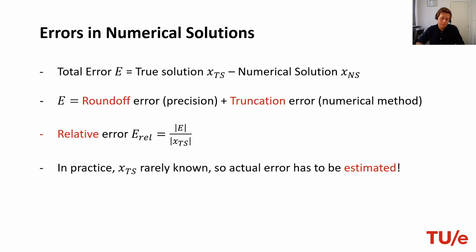Assessing the importance of such an error can be done using a relative error. So if you know the true solution, you can normalize this total error with it, and based on that, you can assess how big this total error actually is in comparison to the true solution. Now, an important remark is that in practice, this true solution is very rarely known. So the actual error, in practice, most of the time you have to estimate it instead of really being able to compute it. And that is also an important issue in assessing the quality of your numerical solutions.